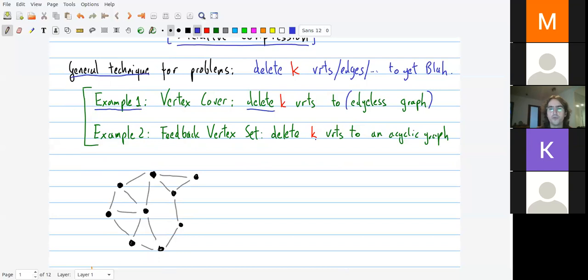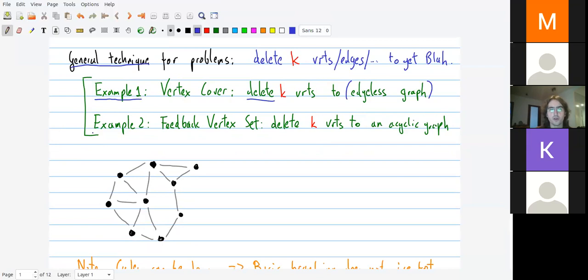So now you can think of different examples of such problems where, for instance, I get a graph and I ask whether I can delete k vertices to get some other graph with some other special structural property. For instance, in the feedback vertex set problem, which is one of our favorite problems in parameterized complexity, the question is whether I can delete k vertices from a given graph to get an acyclic graph. So in other words, to get a forest.